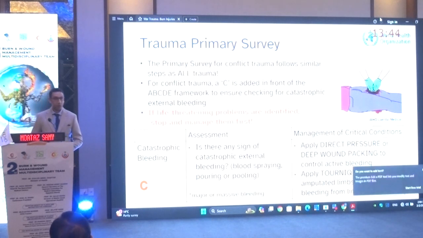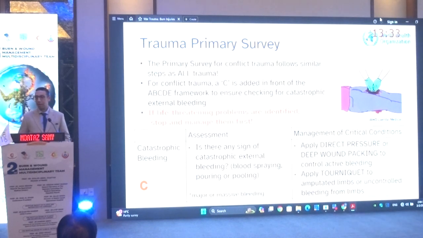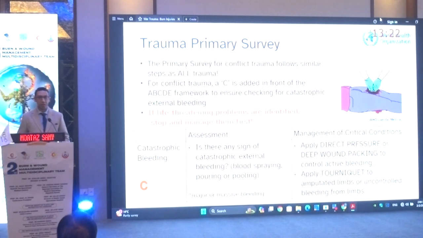Trauma primary survey. In case of conflict, the only difference between the conflict trauma primary survey and other trauma primary surveys is that we add C in front of the ABCDE framework. C means catastrophic bleeding. If there is any catastrophic, obvious bleeding, spraying, or pooling blood, this may lead to death in just a couple of minutes. So in case of conflict, we make sure we have noticed any catastrophic bleeding.